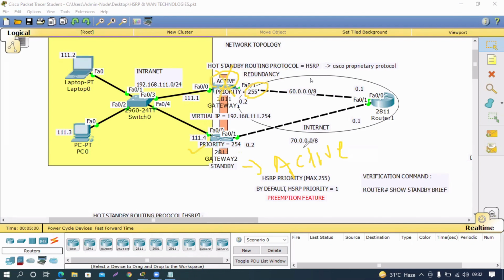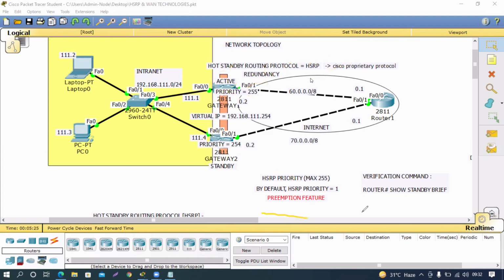so right now this router is active. When the original router comes back online, this router cannot become active again, it cannot become primary again, even though it has the highest priority. The basic rule of HSRP says that when a router becomes active, unless this active router goes down, the other router cannot become active again. Even though it is having the highest priority, this router cannot become active.